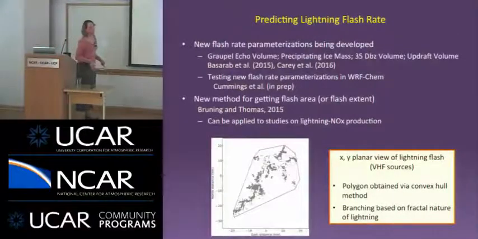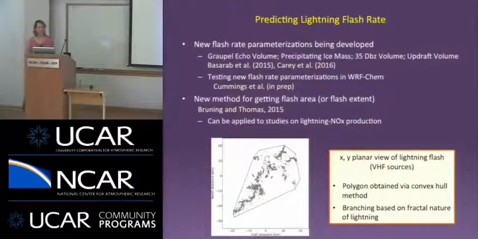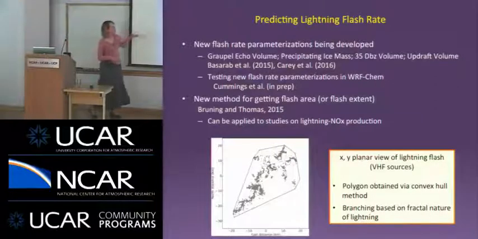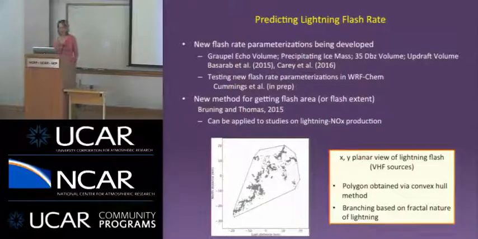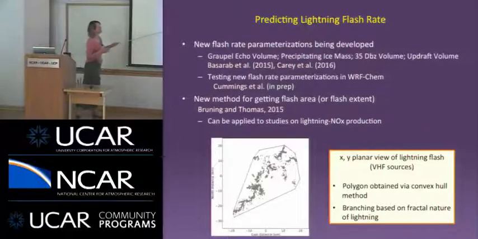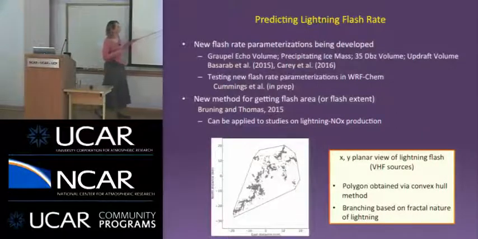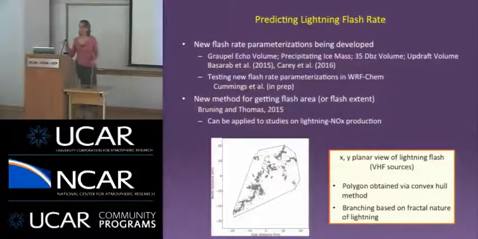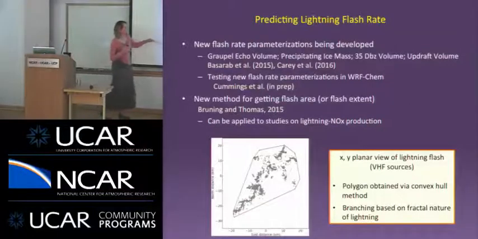There's been a lot of work looking at the lightning flash rates. One of the big efforts has been coming up with new flash rate parameterizations or refining the flash rate parameterizations that have already been developed. And we're now in the process of testing these new flash rate parameterizations in our models like WRF-Chem. One of the things that Eric Bruning has been spearheading is this new method of getting the size of the flashes. That's shown here in a schematic where you can create a polygon around these lightning flashes and then estimate the area of that flash.